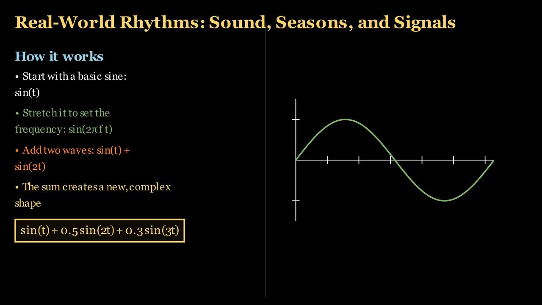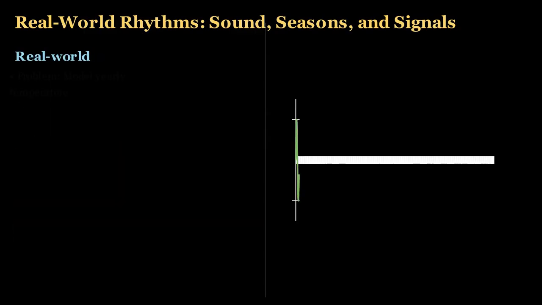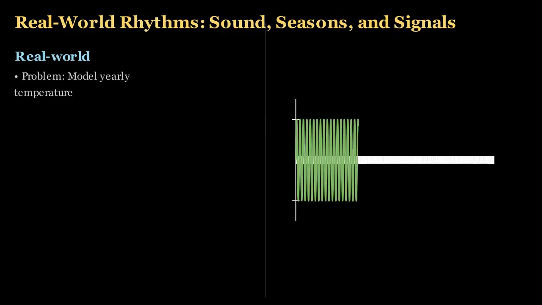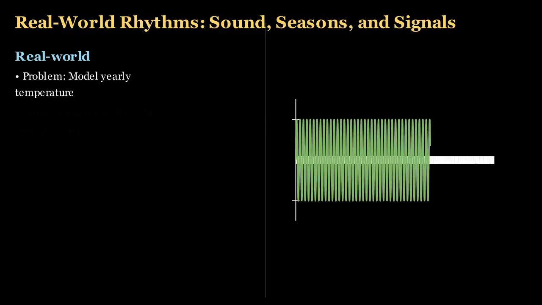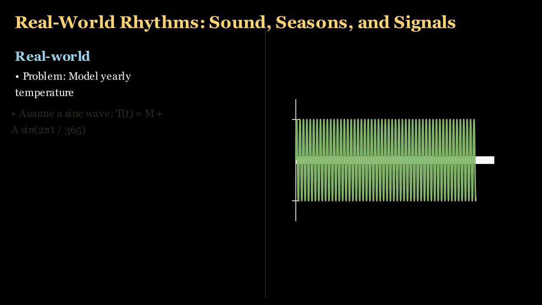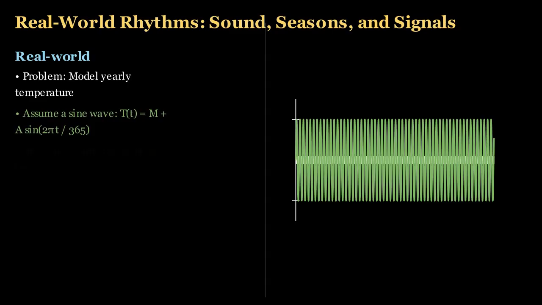Now, a calculus question: on which day is the temperature rising the fastest? The rate of change is the derivative, dT/dt. The derivative of a constant is 0, and the derivative of the sine is a cosine, multiplied by the chain rule. We get dT/dt equals 20 times cosine of 2 pi t over 365, times 2 pi over 365.